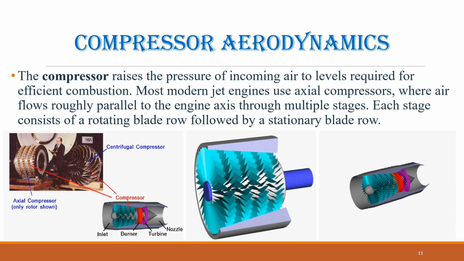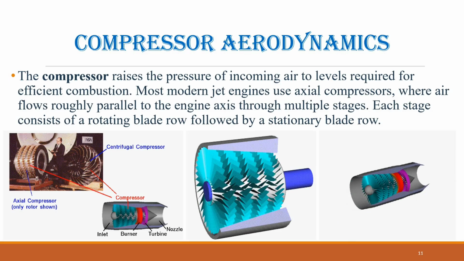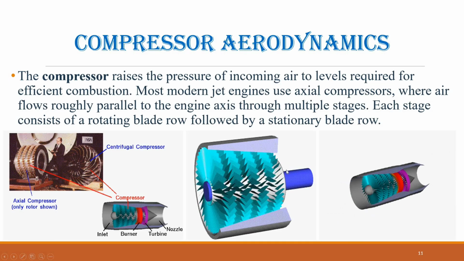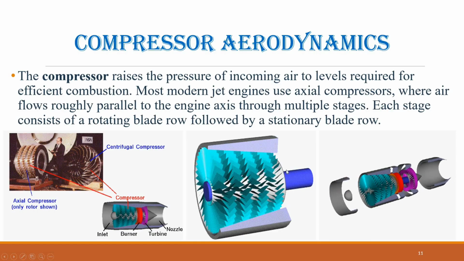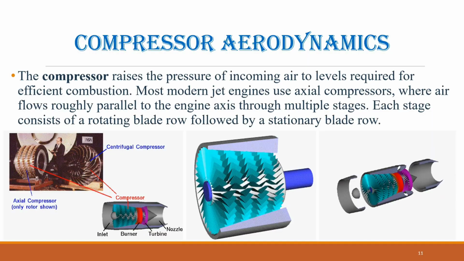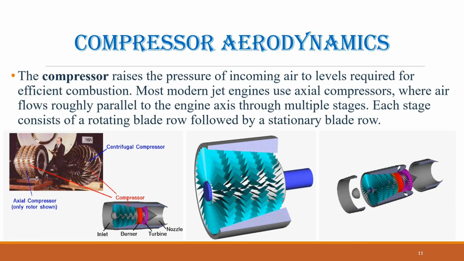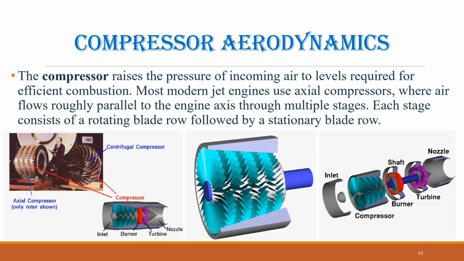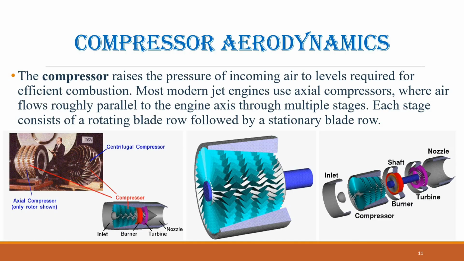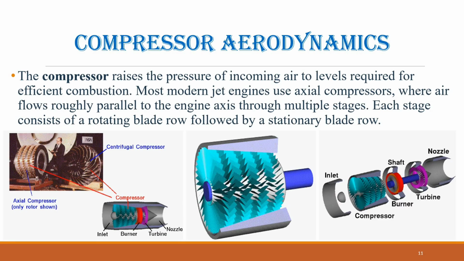As air moves through successive stages, it becomes denser, requiring smaller blade heights and more precise aerodynamic shaping. In high-pressure compressors, blade tip speeds can approach or exceed the speed of sound. This results in shock waves forming on the blades, increasing losses and reducing efficiency. Designers use advanced three-dimensional blade shapes to manage these effects.